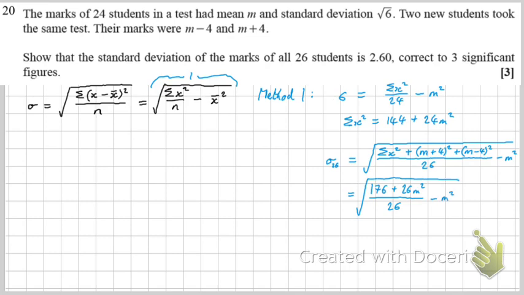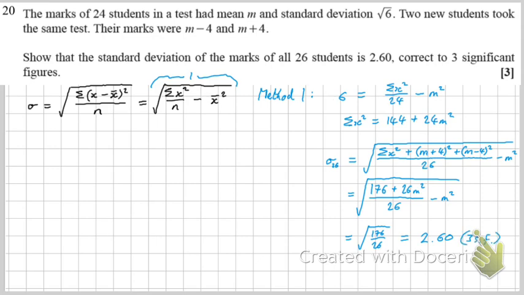And if you continue to simplify that whole expression now, you realise that you've got 176 over 26, plus, look, this divides by 26 just to give you m squared. When we take away m squared, we lose the m altogether. And of course we expected to lose the m altogether because we're told that we can find an exact value for the standard deviation. So we just get that value there, which is roughly 2.6.